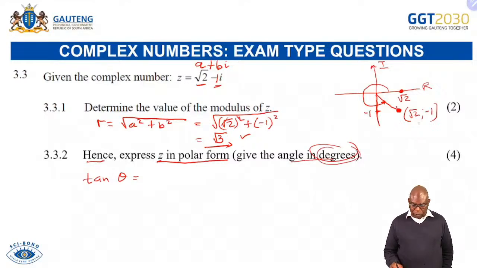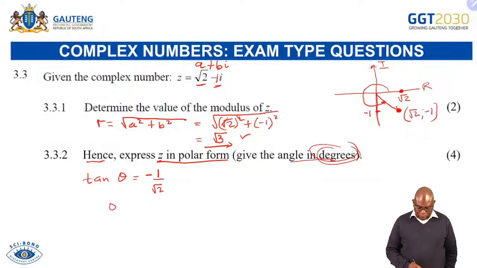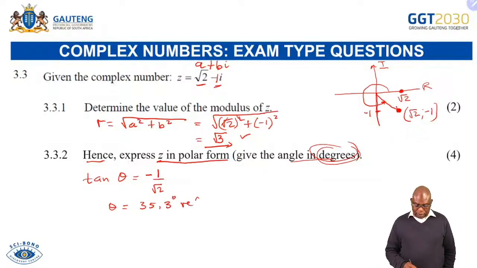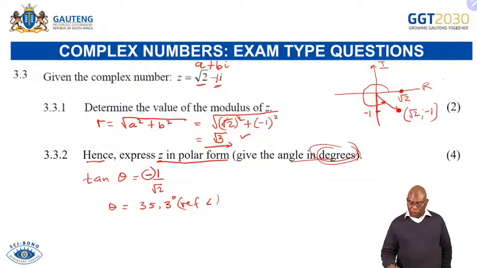Tan of theta will be equal to, remember it's b over a. So my b is -1 over a, which is square root of 2. So to get the angle, I'll have the reference angle first, which is 35.3. Now, that angle that I got, it's a reference angle. Why? It is because I've got a negative here. Now, I must first check. That is why I said it was important for me to do that.